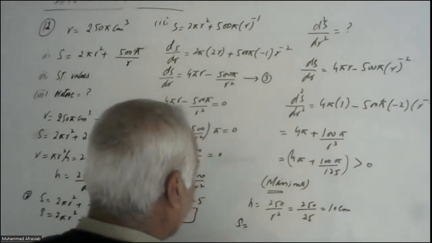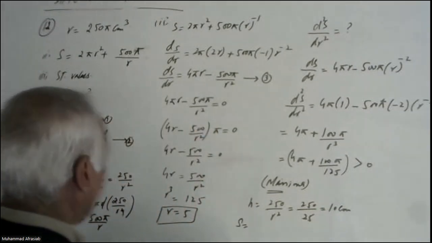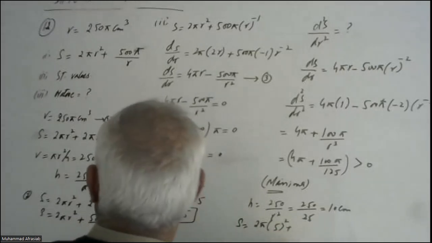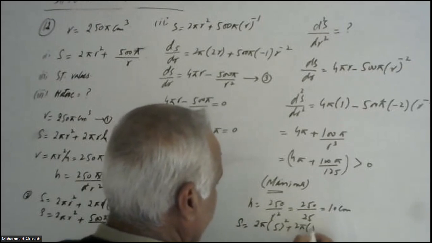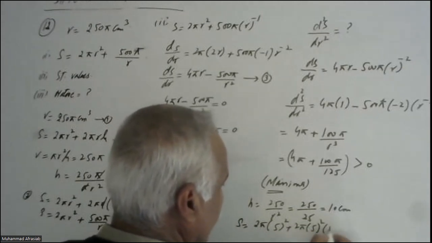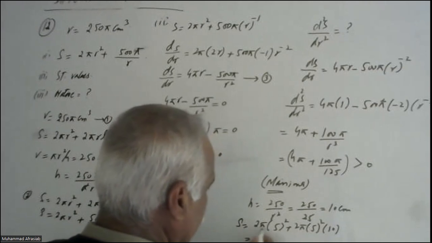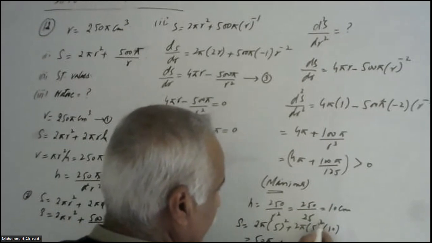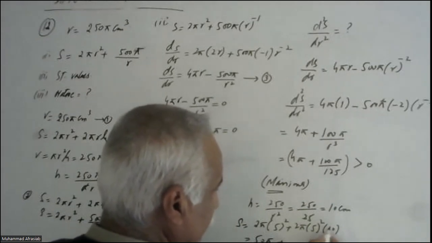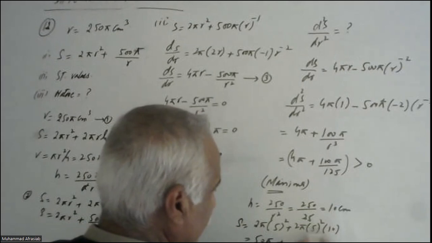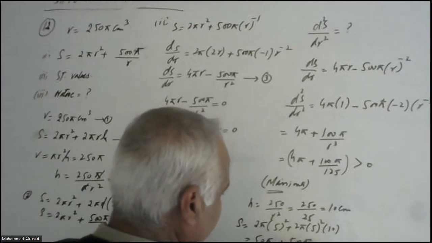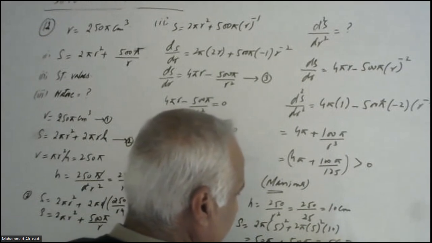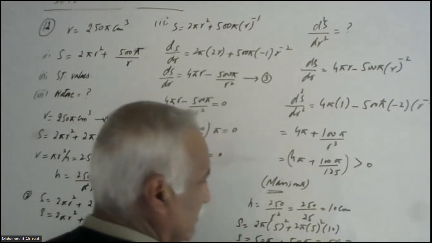Then the surface area of this solid will be equal to 2 pi r square, that is 5 square, plus 2 pi r, which is 5, into h, which is 10. So that thing is equal to 25 into 2, 50 pi, plus 25 into 10, 250, into 2, 500. And that thing is equal to 550 pi, which is the surface area of this solid here.